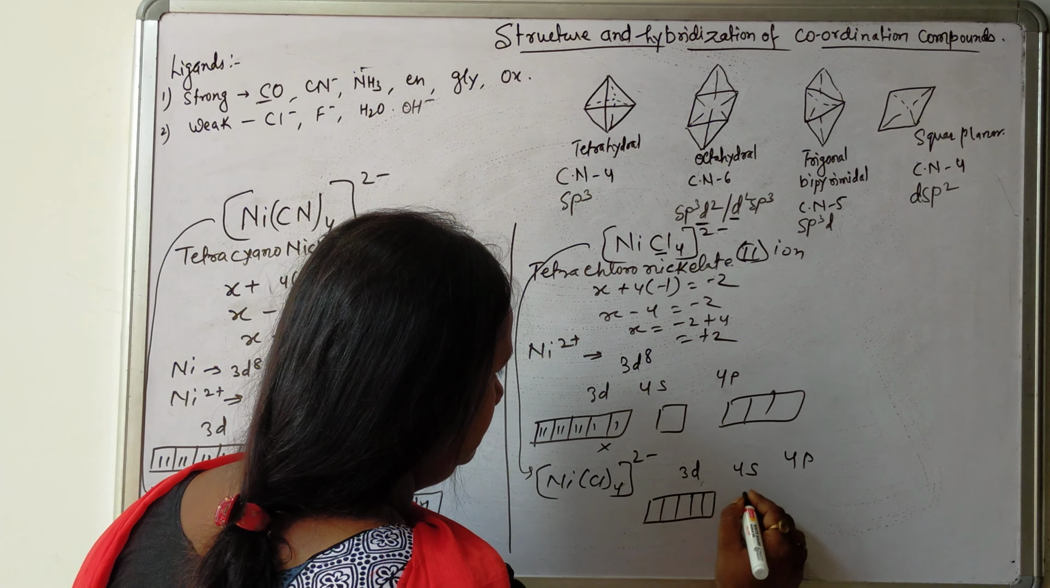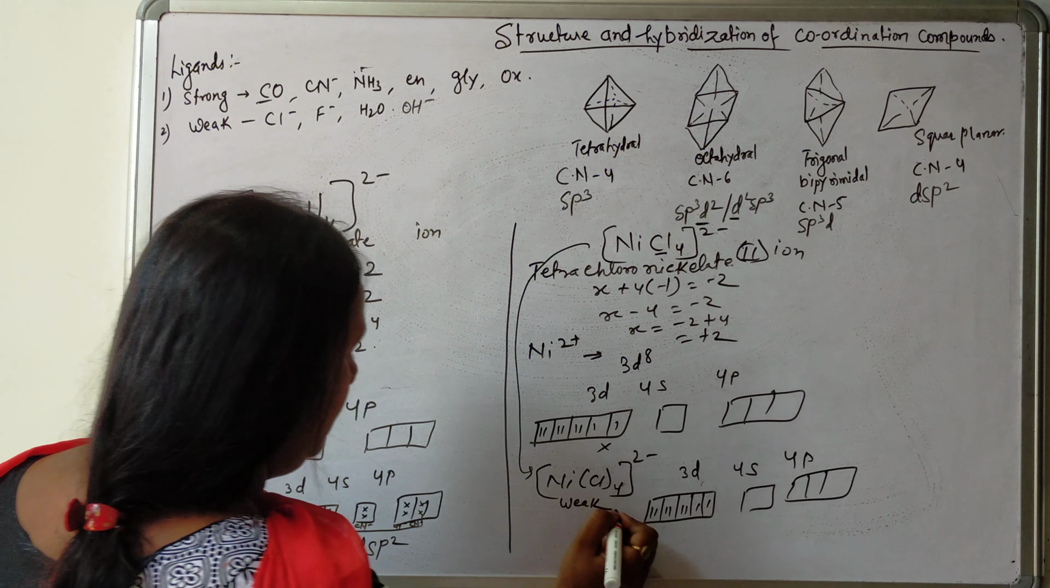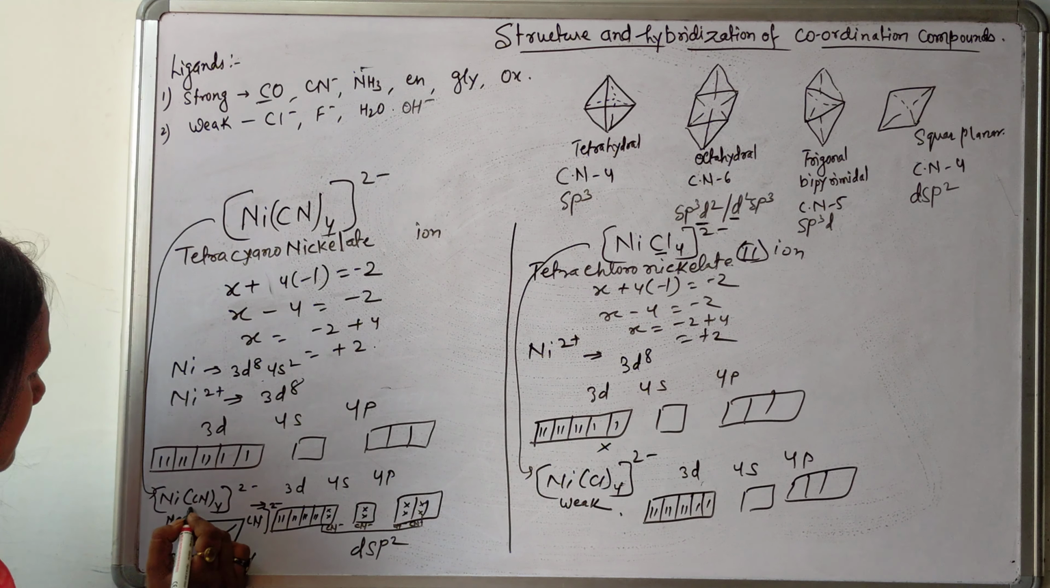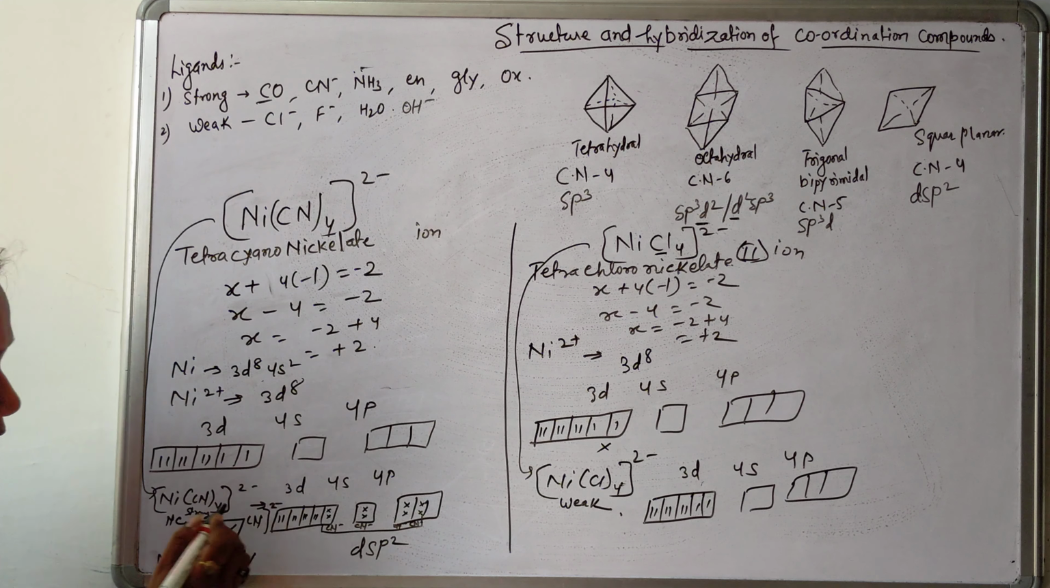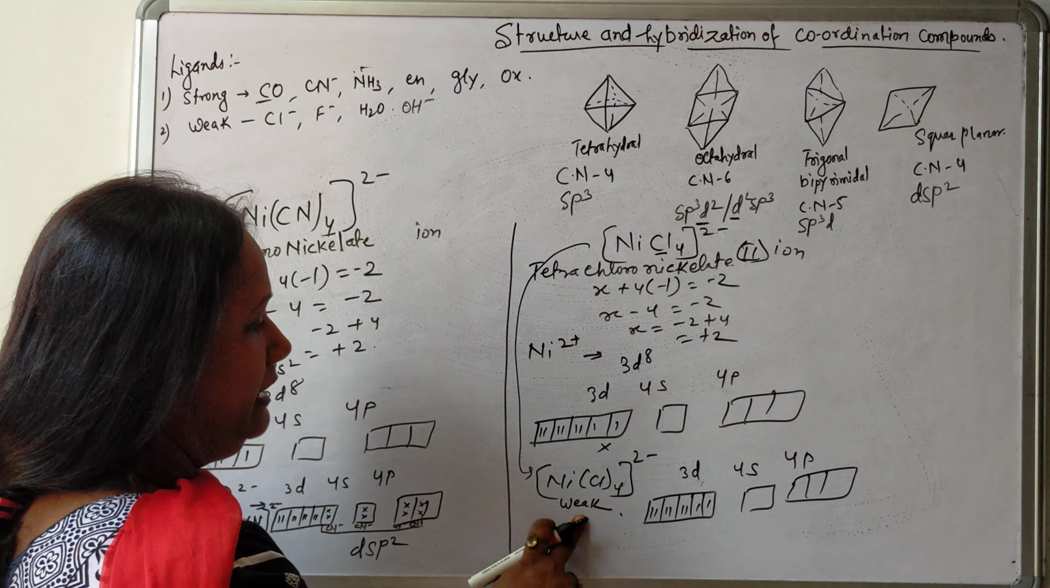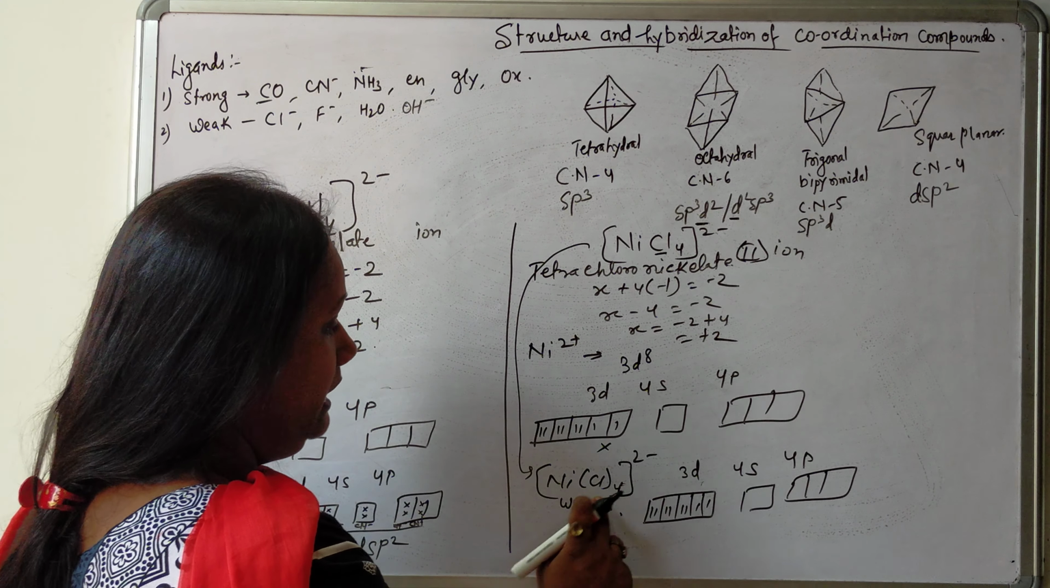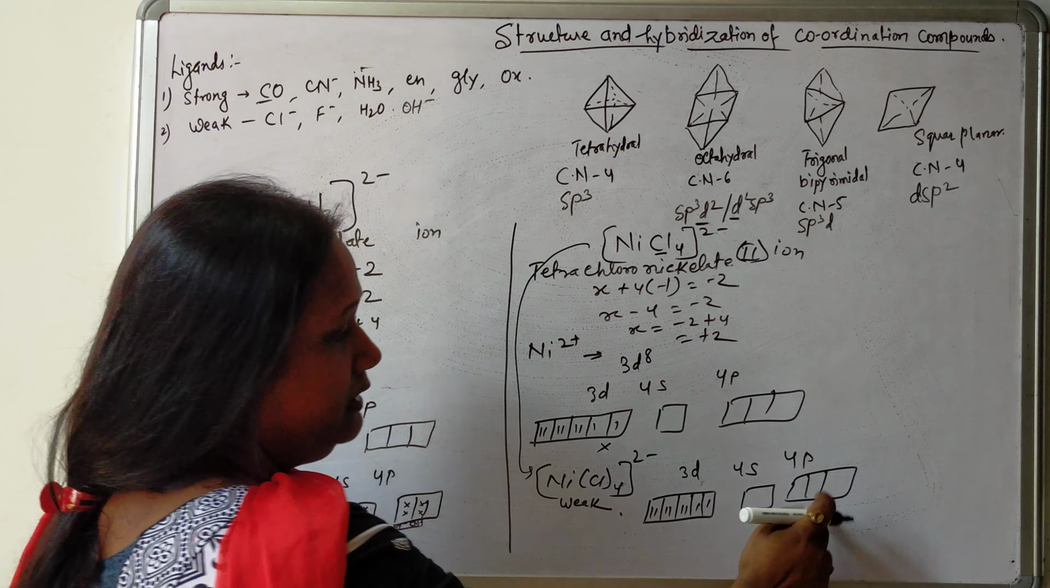This is the weak ligand. Here this is the strong ligand. So it will push the metal electrons, but it will not push them to pair up. Now the ligands will fill in the outer s orbital, so that here the ligands will be filled. The hybridization here is sp3. This is the tetrahedral structure.